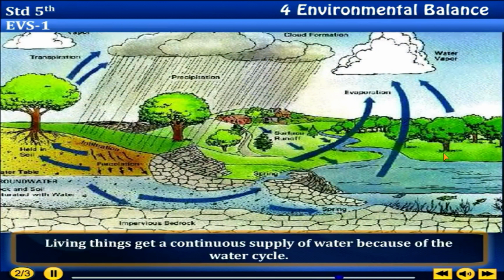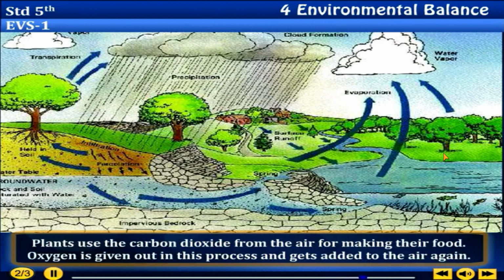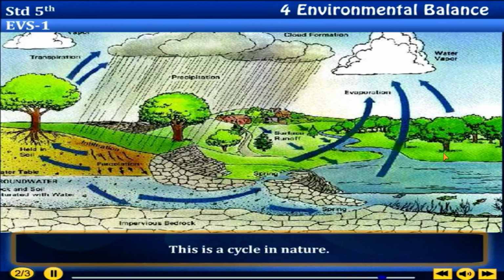Living things get a continuous supply of water because of the water cycle. Living things use oxygen from the air for breathing and give out carbon dioxide gas. Plants use the carbon dioxide from the air for making their food. Oxygen is given out in this process and gets added to the air again. This is a cycle in nature.